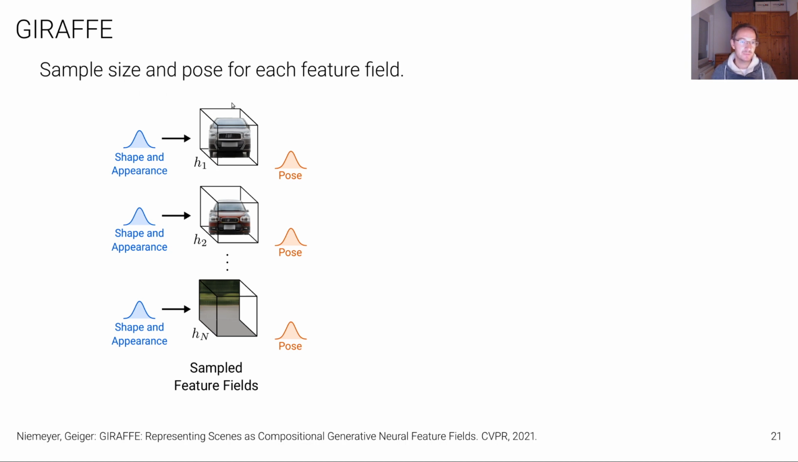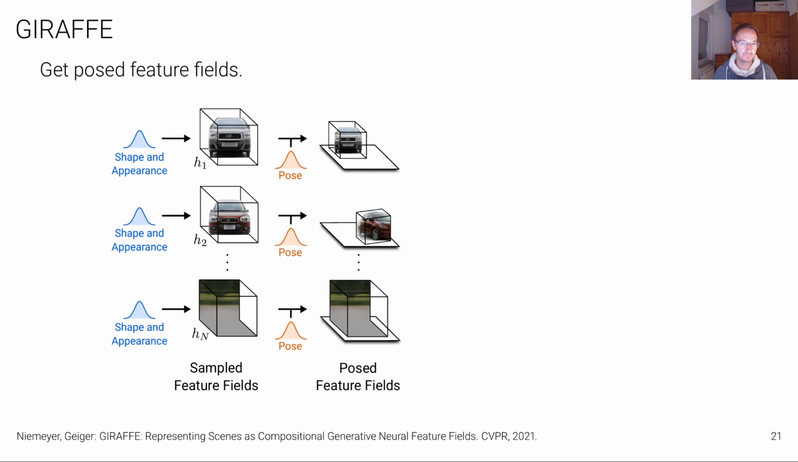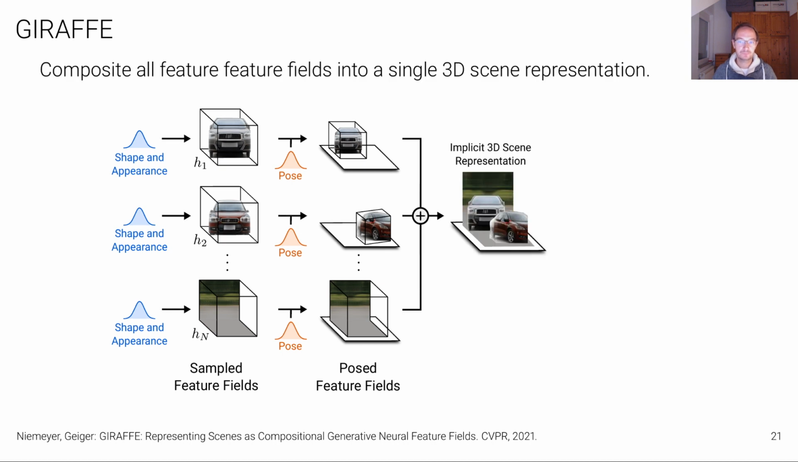As a next step, we sample the size and the pose for each of these feature fields. You can think of these little cubes as having a local coordinate system so that we can stitch the scene together. And so we get a staged scene as illustrated here with the background and these two objects. And then we compute the composite of all these posed feature fields, which yields a single 3D scene representation. Again, these are just features, but illustrated for clarity as RGB here.